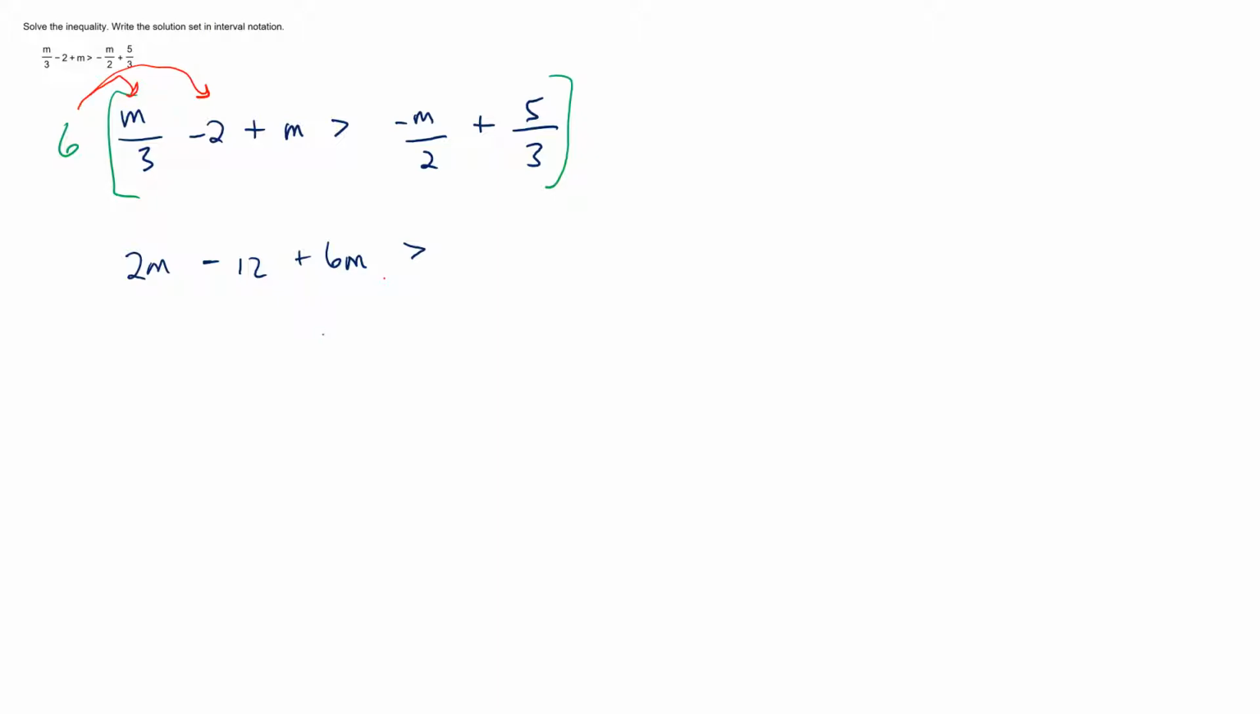And then now I'm multiplying the 6 by the negative m over 2. Well, 2 goes into 6 3 times, and then 3 times the negative m is negative 3m. And finally, 6 times 5 over 3. Well, 3 goes into 6 twice, and 2 times the 5 is 10. So I've got rid of the fractions. There's no parentheses. The next thing I'm going to do is combine like terms on either side.